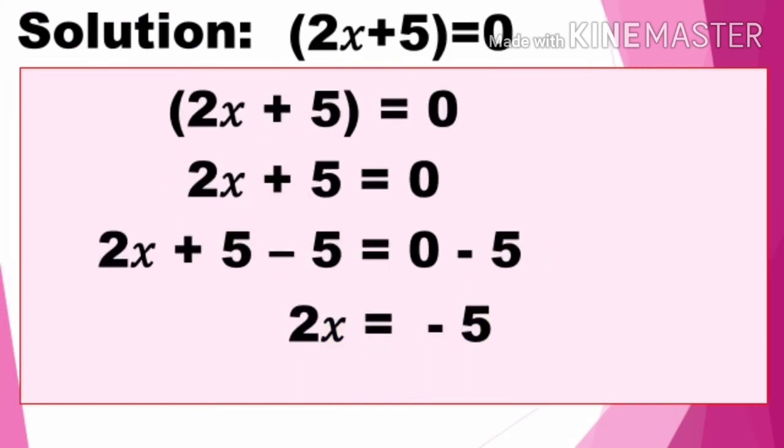Next we have 2x plus 5 equal to 0. The first step is to eliminate positive 5. To eliminate positive 5, we subtract 5 from both sides of the equation. So we have 2x plus 5 minus 5 equals 0 minus 5. Then 5 minus 5 is 0. Therefore, we have 2x equals 0 minus 5, which equals negative 5. So now we have 2x equals negative 5.